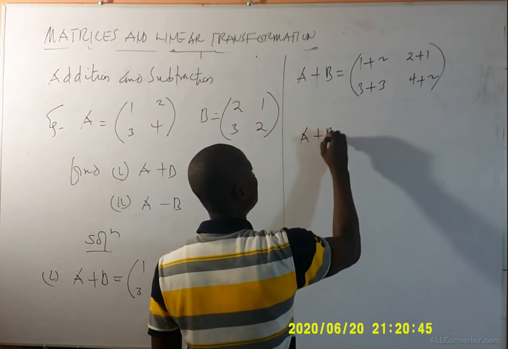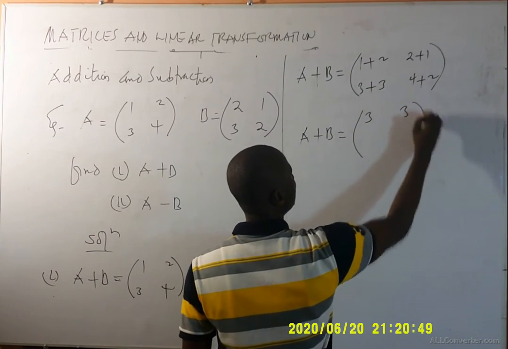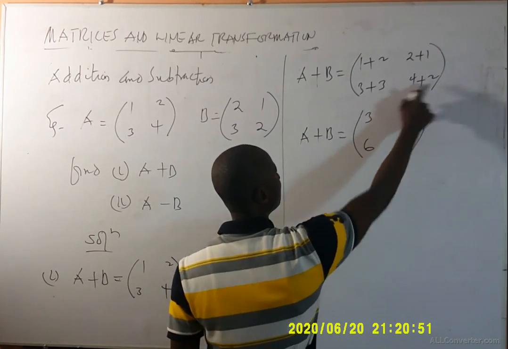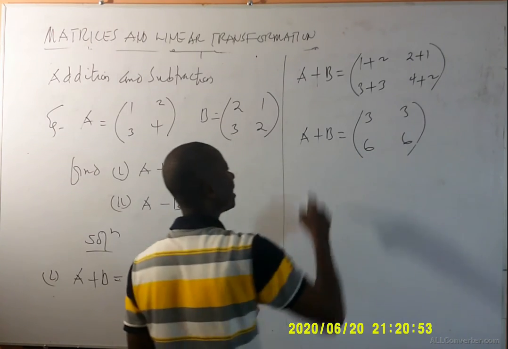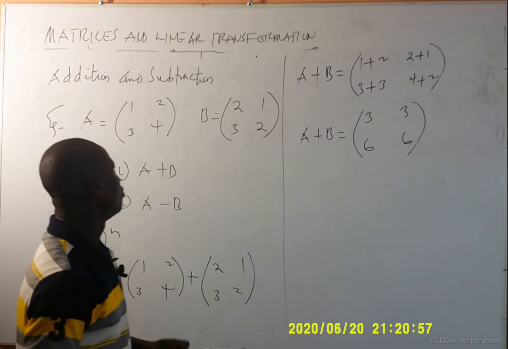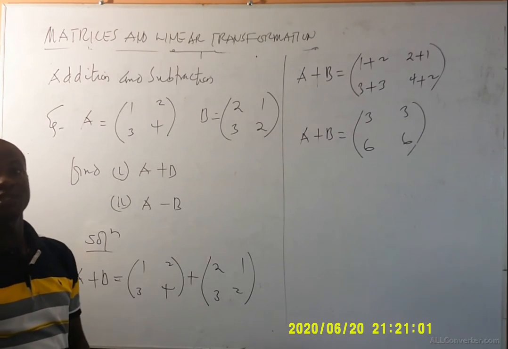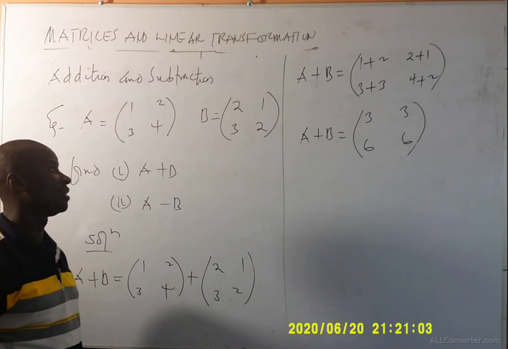So A plus B will now be equal to 1 plus 2 is 3, 2 plus 1 is 3, 3 plus 3 is 6, and 4 plus 2 is also 6. So A plus B is 3, 3, 6, 6, and this is also a 2 by 2 matrix. So when you add a 2 by 2 matrix to a 2 by 2 matrix, the answer should give you the same order. That is a 2 by 2 matrix.